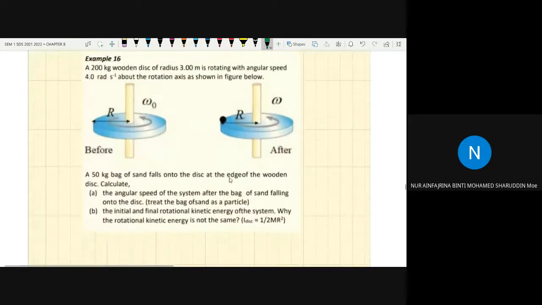Okay, example 16. A 200 kilogram wooden disc of radius 0.3 meter is rotating with angular speed 4 radian per second about the rotation axis. Okay, ni wooden disc tau. So dia punya radius is 0.3 meter. Okay, so this is initial lah. Ni before, ini after. So mula-mula dia rotate dengan 4 radian per second je pun, about the rotation axis. So here is the rotation axis.